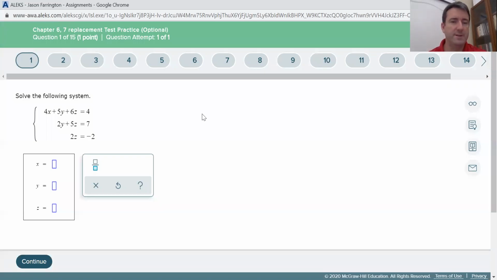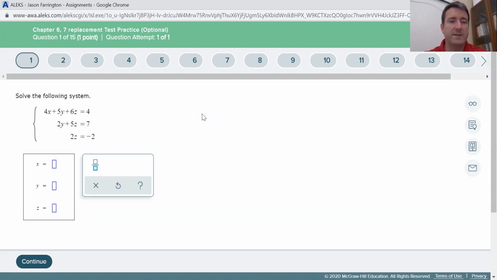All right, let's run through this replacement test practice. I wanted to mention at the beginning here that even though you're allowed to use a calculator, this test was designed so that you don't need to use a calculator. So I'm going to be working through this without using a calculator.